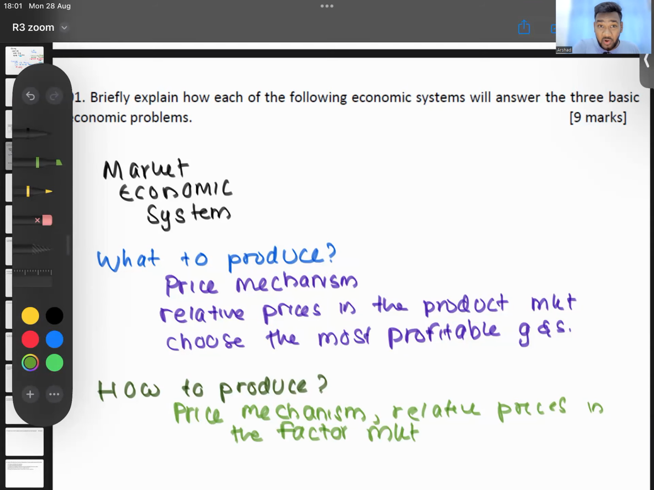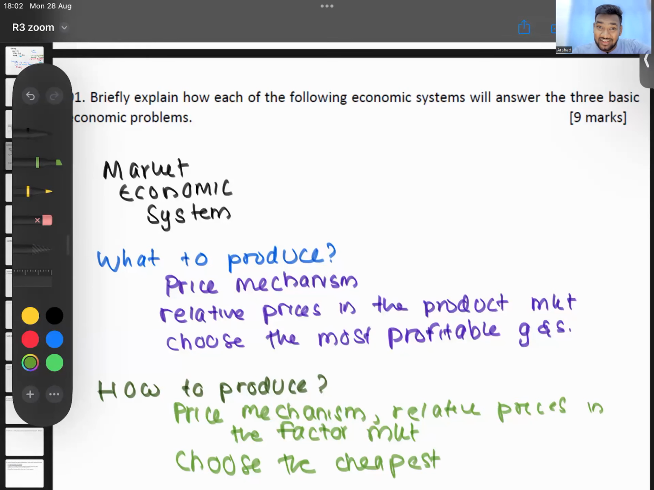So now they go and see, if I use labor to produce my good, cost is 50,000. If I go and produce this using capital machines, cost is 30,000. So they look at the relative prices, capital and labor. And then what do they do, guys? They choose the cheapest production method, which gives them the highest profit. The cheaper the method, the higher the profit.